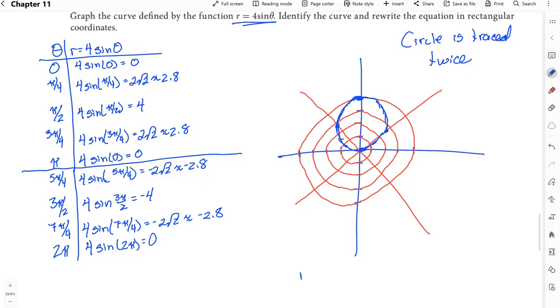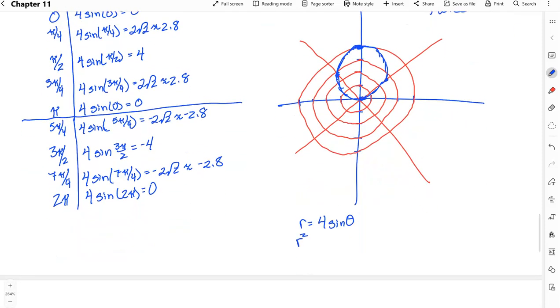Well, we would use our substitutions that we know. We're starting with r equals 4 sine of theta. I'm going to multiply both sides by r, so I'm going to get r squared equals 4r sine of theta. I know r squared is equal to x squared plus y squared, and I know that r sine of theta is equal to y. So I've got x squared plus y squared is equal to 4y, or x squared plus y squared minus 4y is equal to 0.